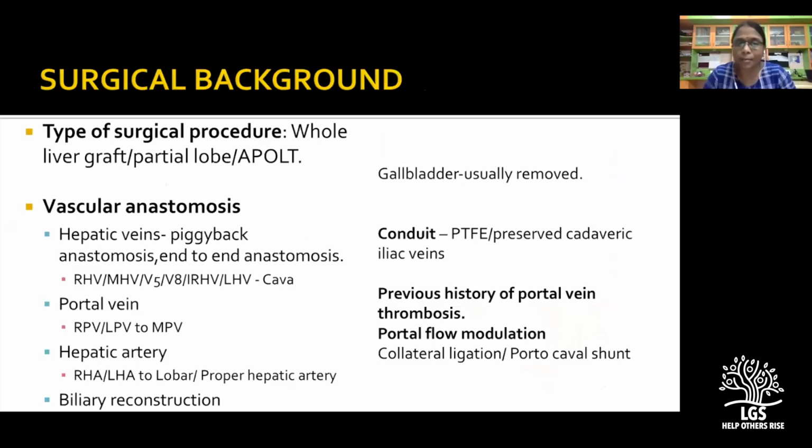Hepatic veins, it can be end-to-end or it is a piggyback anastomosis, and gallbladder is usually removed. And sometimes V5, V8 reconstruction is needed. It is reconstructed with the help of a PTFE or preserved cadaveric iliac veins. And in case of biliary atresia and the pediatrics, usually there will be hypoplastic portal vein. And in that scenario, and whenever there is a previous history of portal vein thrombosis, sometimes an interposition graft or a jump graft is placed.